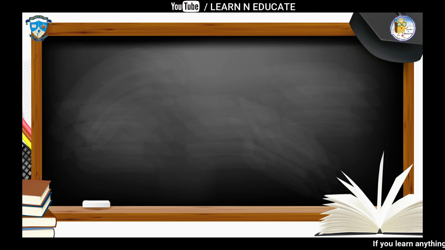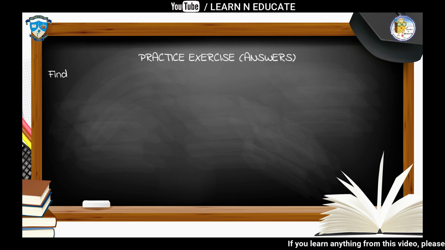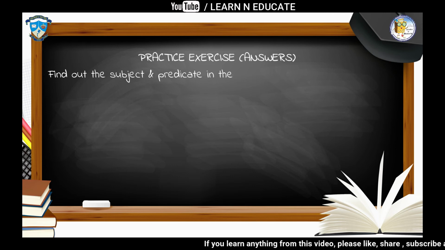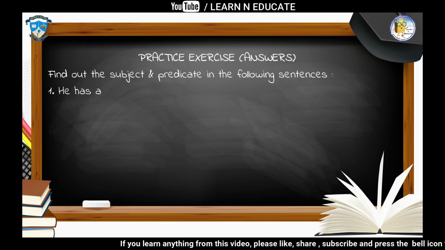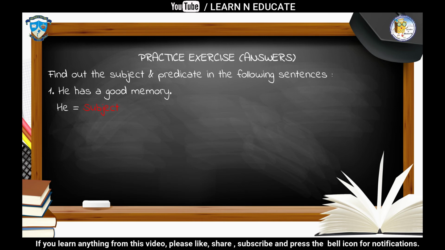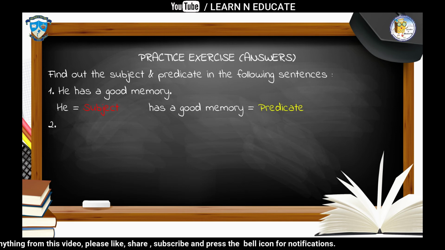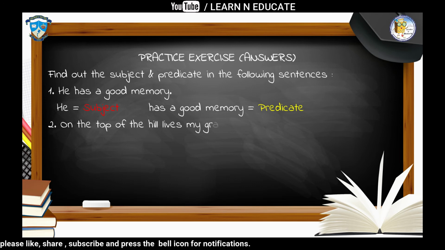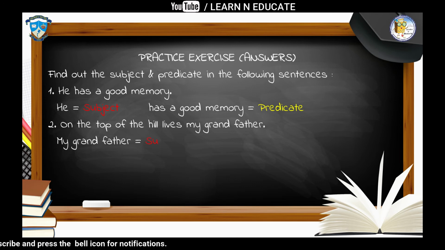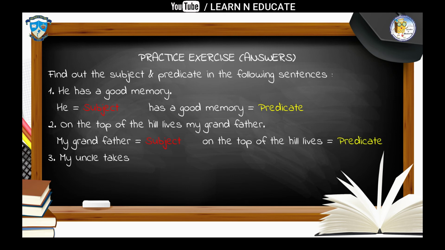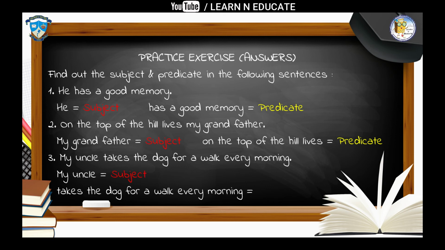Alright, so now it's time to get the answers. First one, he has a good memory. Here, he is the subject and has a good memory is the predicate. Second one, on the top of the hill lives my grandfather. We are talking about my grandfather. So my grandfather is the subject and the rest part of the sentence, that is on the top of the hill lives, is the predicate.